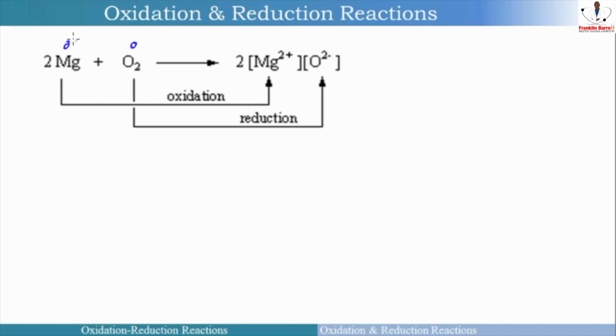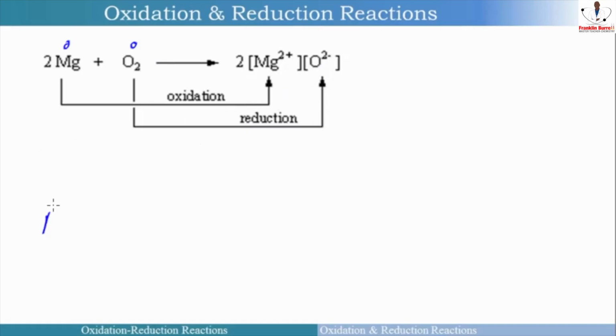So going from 0 to plus 2, you'll have oxidation taking place here because there is an increase in oxidation number from 0 to 2 plus, while oxygen was reduced from 0 to minus 2. So here we have a decrease in oxidation number, hence reduction.